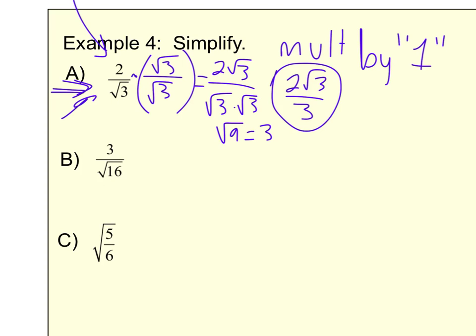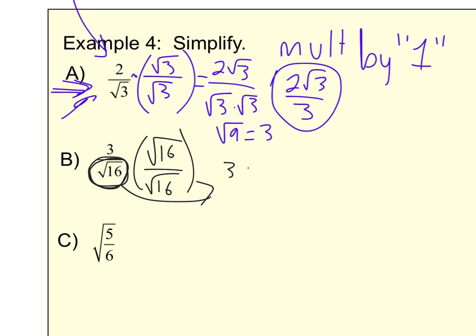Now for letter B, I want you to recognize something. A lot of kids will just go flying in here and say, oh, I can just do square root of 16 top and bottom. Well, yeah, you can, but put a little thought into this. The square root of 16 is a perfect square. All that becomes is 3 out of 4. Square root of 16 is just 4, so it's just 3 out of 4.